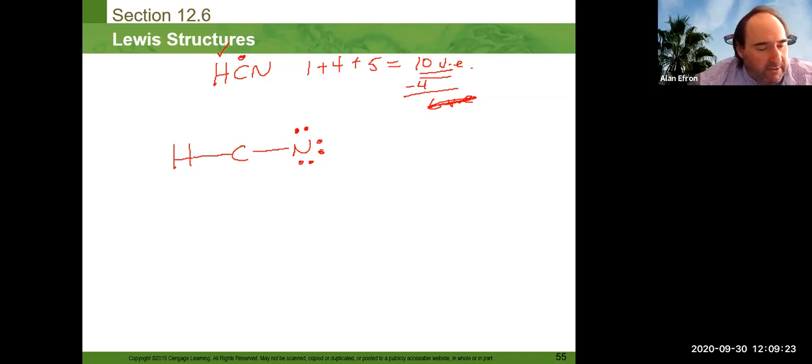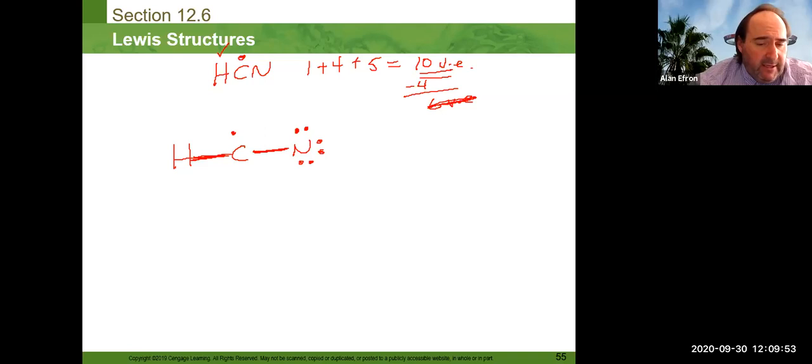I want to make sure that everybody has met the octet rule. So when I look at the hydrogen, it has 2 electrons right here. For my nitrogen, it has 2, 4, 6, 8 electrons, so it's good. But when I look at my carbon, it has only 4 electrons, 2 on each side. So it is short. So at this point, I need to fix that. I need to get carbon to 8 electrons.